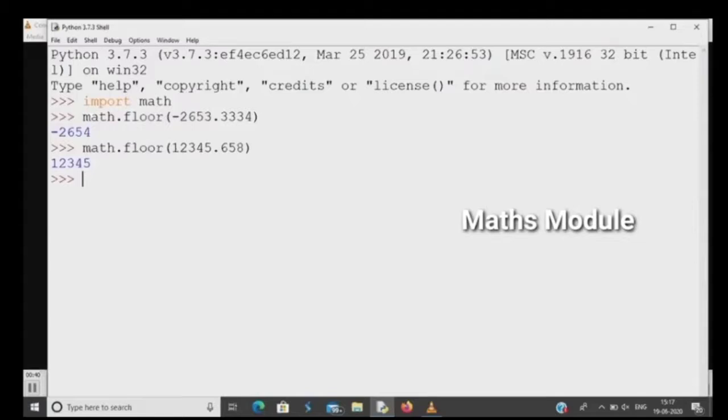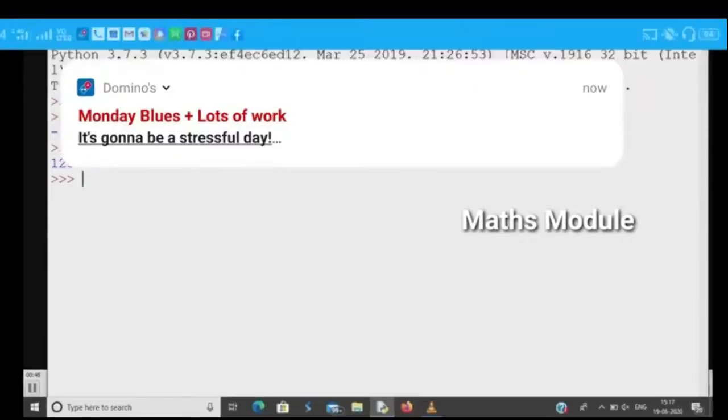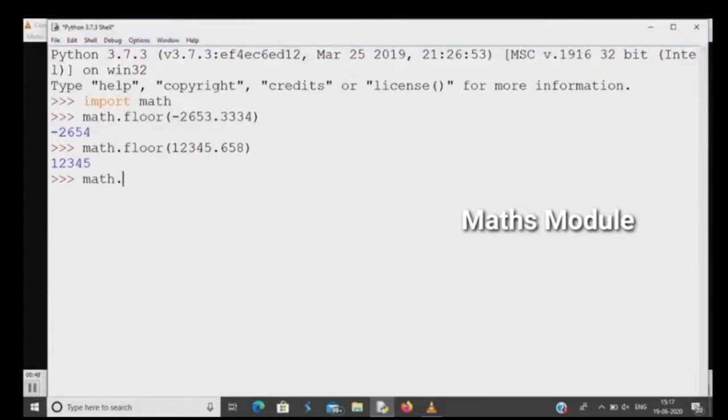Let's move ahead. So the next function is fabs, that is the absolute value of a floating number. It will just truncate the negative part, that is the negative symbol. So when I have used math.fabs of minus 45.26, my symbol was truncated. It was removed.